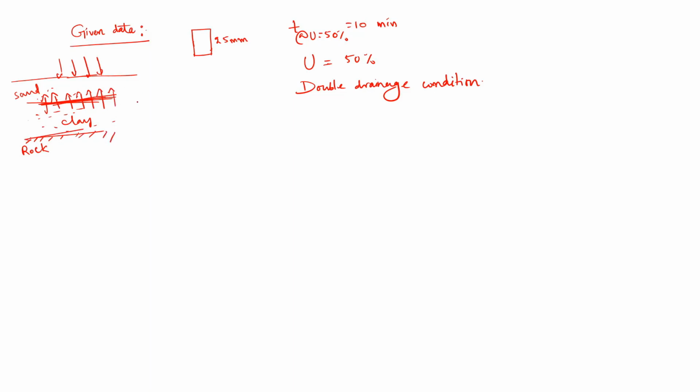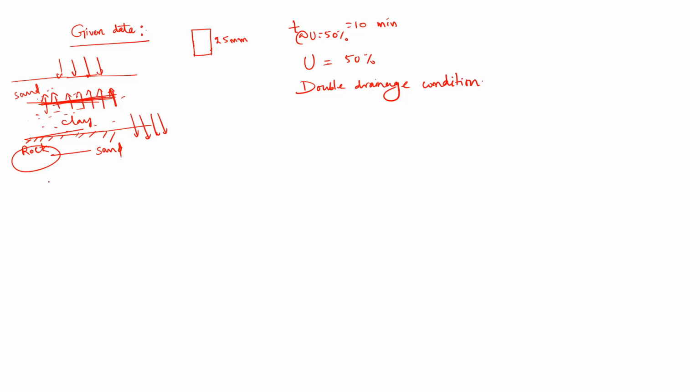So what is this then? The drainage path is not a double drainage condition. The condition is only single drainage condition. It is happening only from one side of the clay. Suppose instead of rock there is sand, then the water can go both ways. Okay, this is called double drainage condition.